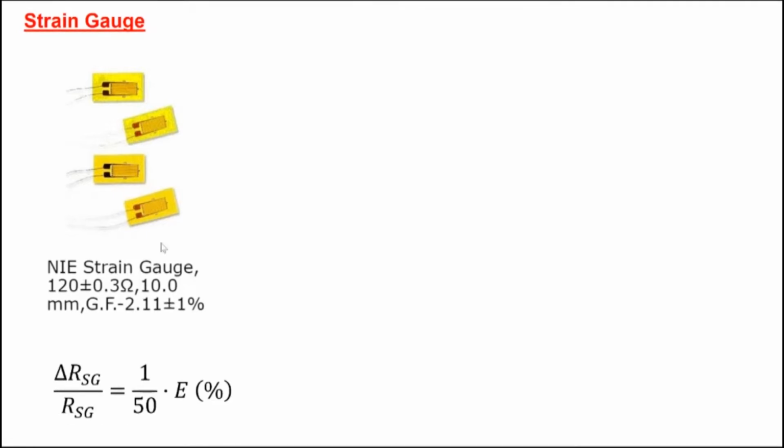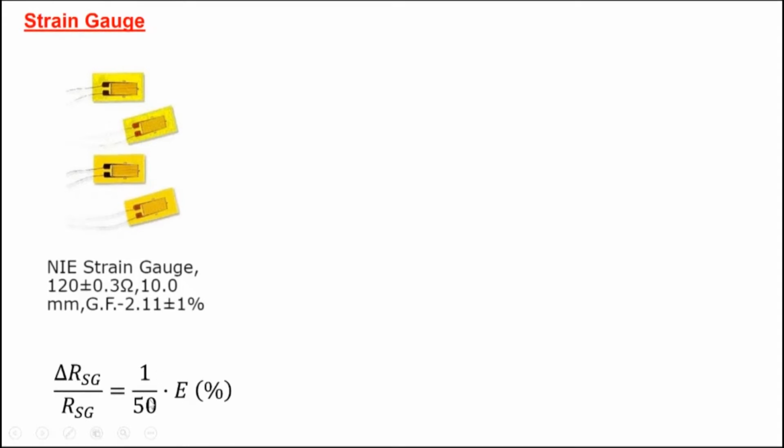In this case, the strain gauge that we have here has a nominal resistance of 120 ohms. When you don't apply any strain, the value is 120 ohms. Of course, every resistor has some tolerance, so plus minus 0.3 ohm here. SG stands for strain gauge. As a result of the strain, there's a change in the resistance, and the fractional change in resistance, delta RSG by RSG, is, as an example only, 1/50 multiplied by the strain E measured in percentage. So if I have 1% strain, I put E equal to 1.